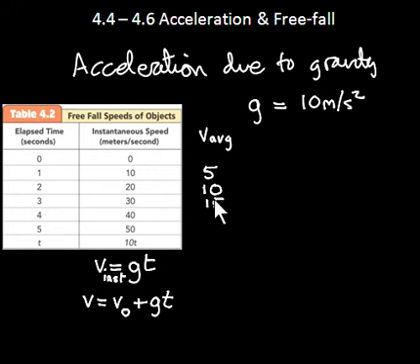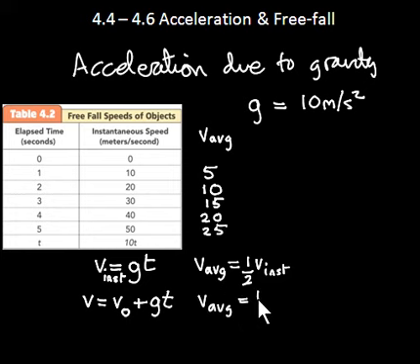3 seconds is 30. 30 plus 0 divided by 2 is 15. And we start to see a pattern. The average velocity is increasing by 5 each time. 15, 20, 25. And in general, it's a half of the instantaneous velocity at the end, which we can also write as just 1/2 of gt, because the instantaneous speed at the end is g times t.